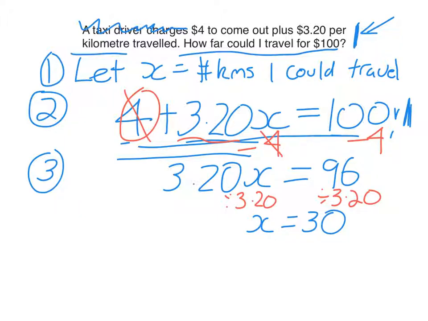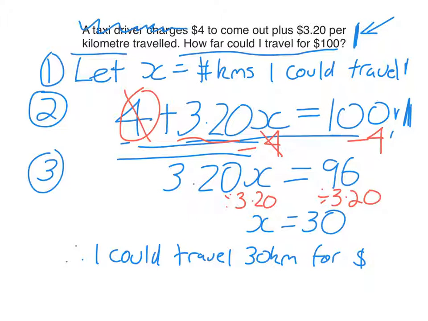So as I said before, we should give a worded answer. So therefore, you just say, I could travel, because what we were trying to find is how far I could travel. I could travel 30 kilometers for $100 at this price. Okay, so what we've essentially just figured out is that if a taxi driver charges $4 to come out and $3.20 per kilometer, I can travel 30 kilometers and pay $100 for that. So the question is now done. I've solved it. I've found how far I could travel.